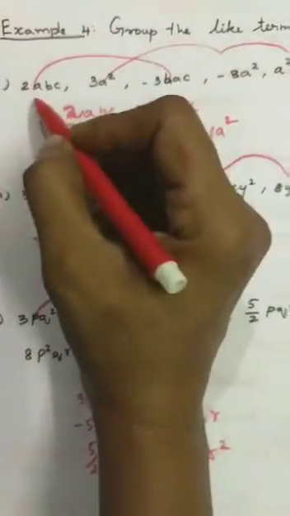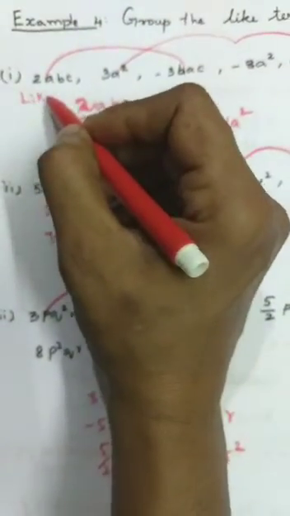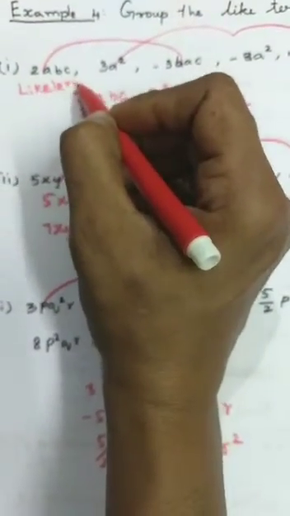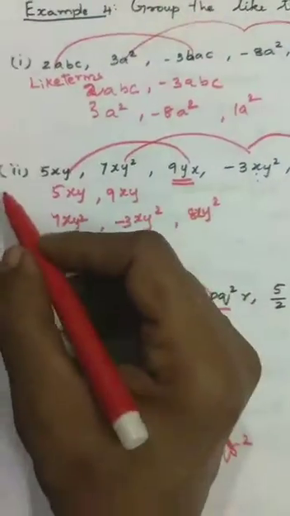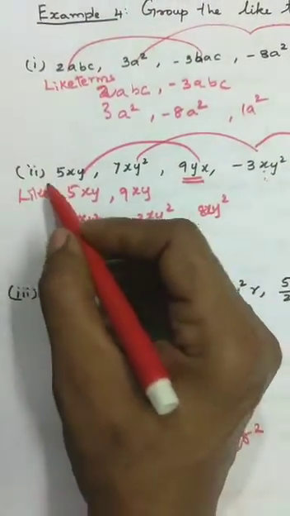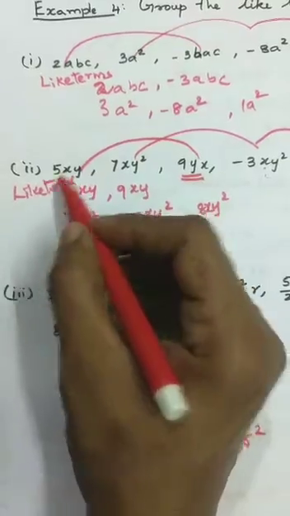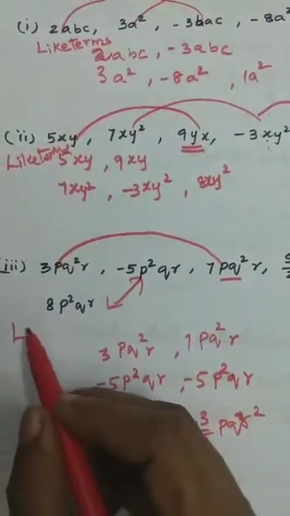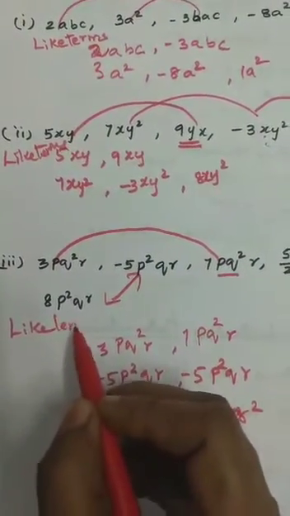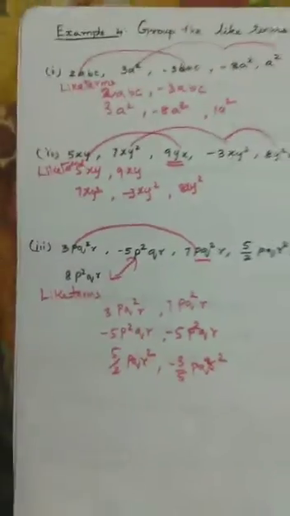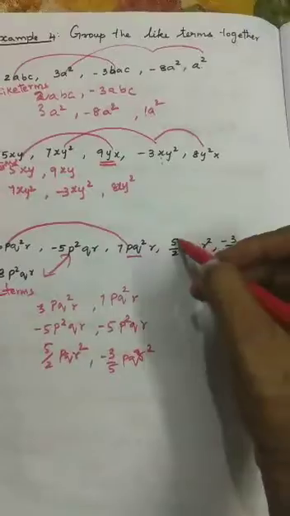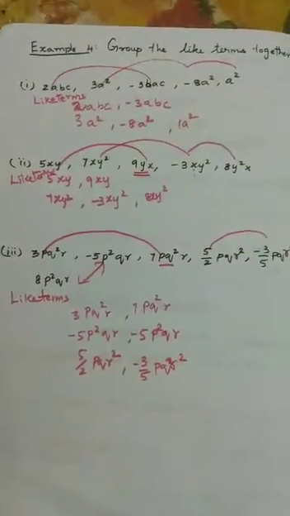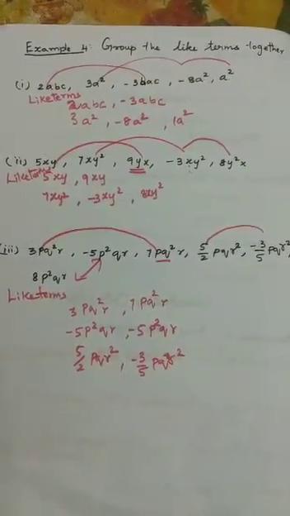So you have to write the solution as like terms. Like terms. Okay, next here also like terms is equal to. Here also you have to write like terms is equal to. We have found the like terms here. Okay, these two are like terms.